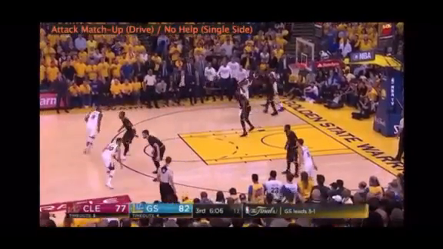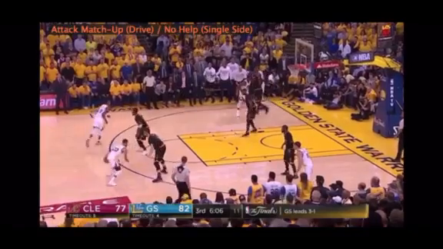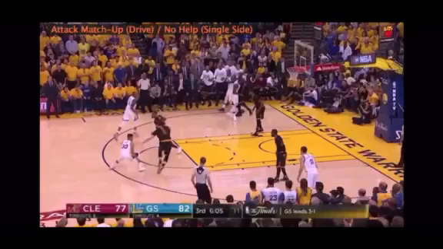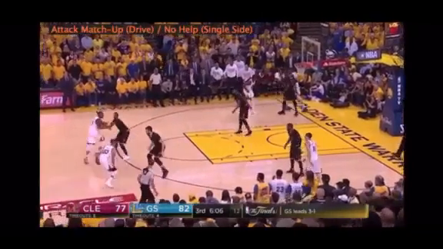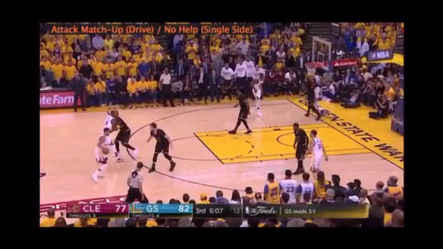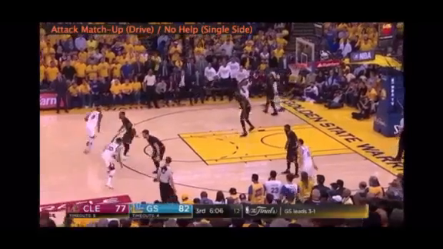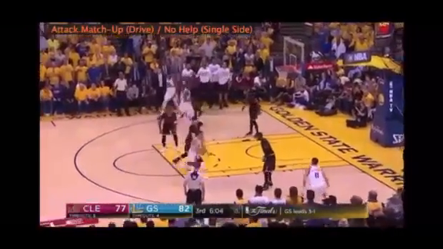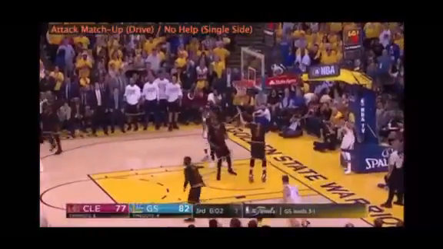Now, very important, it's not just a one-way street. It's not just all about what Steph Curry does, but what it is also about spacing, right? So Klay Thompson here spaces. He sees that he's got to get to the corner right here. Kyrie Irving does not want to leave the corner. So now what we've got is a mismatch situation. Steph Curry going at Kevin Love.